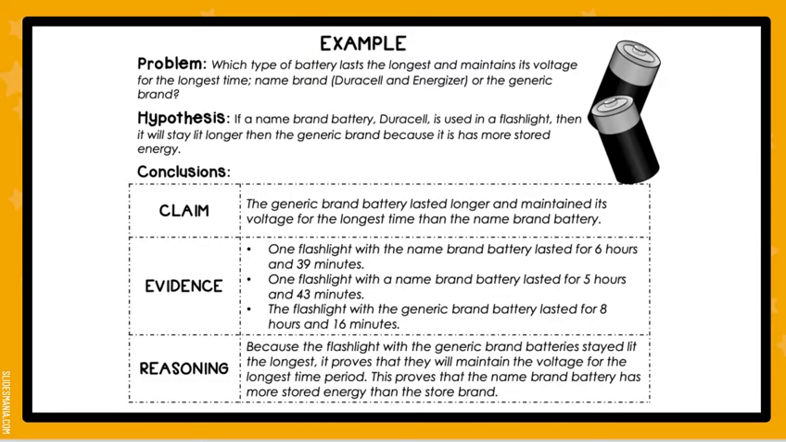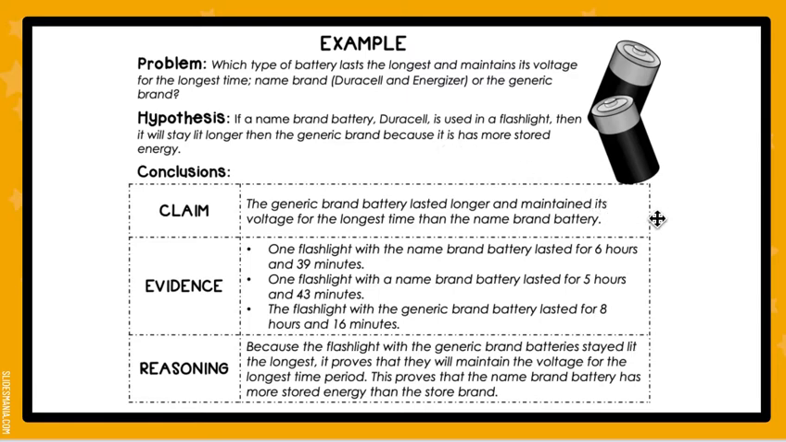Let's take a look at an example. The problem said, which type of battery lasts longer and maintains its voltage for the longest time? Name brand or the generic brand? The hypothesis said, if a name brand battery is used in a flashlight, then it will stay lit a little longer than the generic brand because it has more stored energy. Notice in the hypothesis, it has if, then, and because. Those are 3 things that you want to include in your hypothesis.